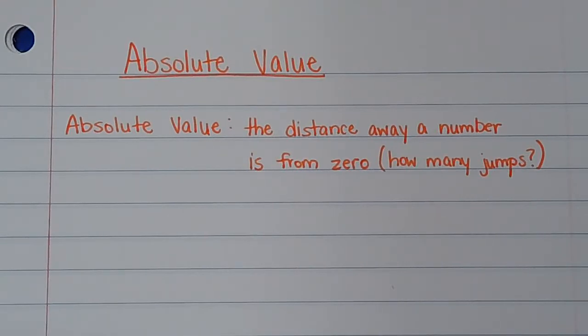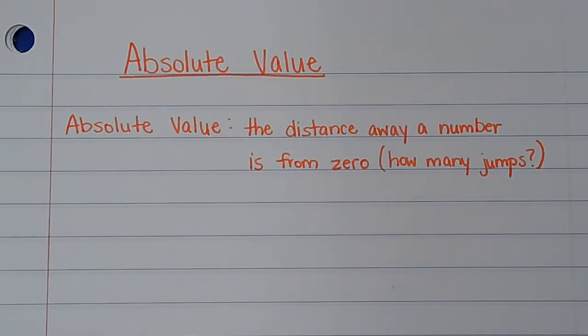But it is called absolute value. And as you can tell, the definition says the distance away a number is from 0. So in other words, if I'm standing on 7, how far away is 7 from 0? Okay, you're always starting at 0. You're trying to figure out how far away it is. I put how many jumps. And you're going to hear me say that a gazillion times because to me, it really helps clarify things.